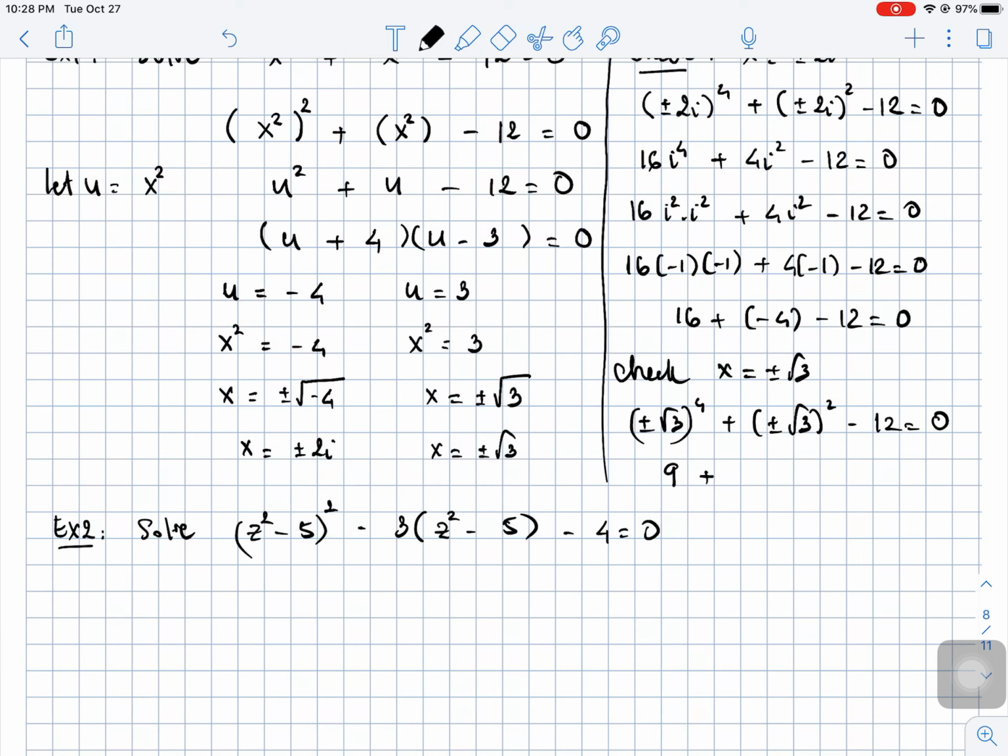For x equals plus minus square root of 3, we can check both of them at the same time. We plug plus minus square root of 3 into the equation. Square root of 3 to the 4th means square root of 3 times square root of 3 times square root of 3 times square root of 3. It will give us 9 plus 3 minus 12, and it's equal to 0. And we got a true statement also. Then we have 4 answers: x equals plus minus 2i and plus minus square root of 3.